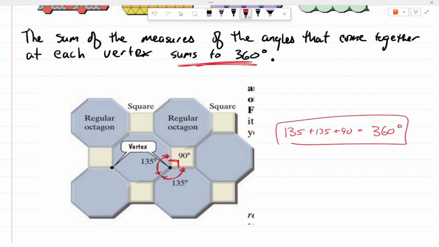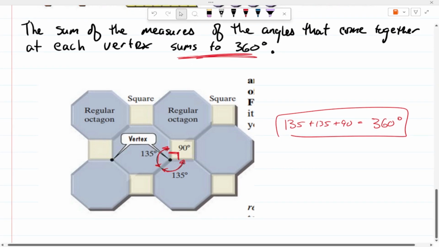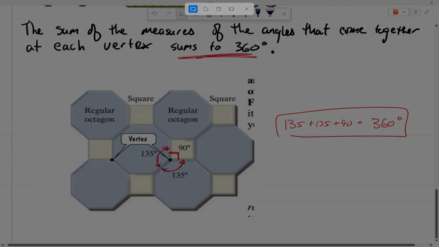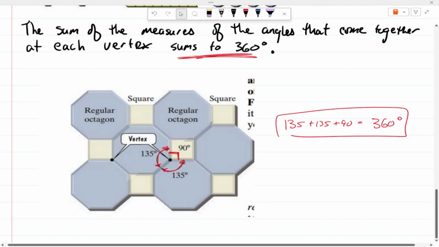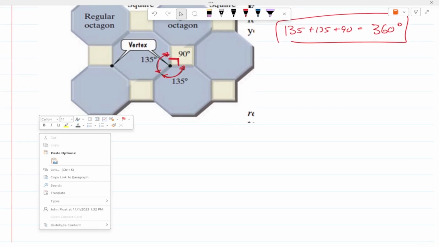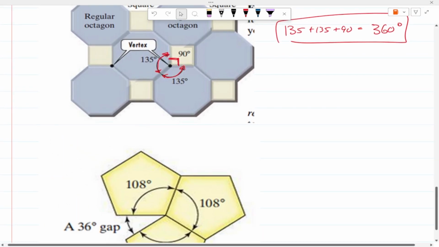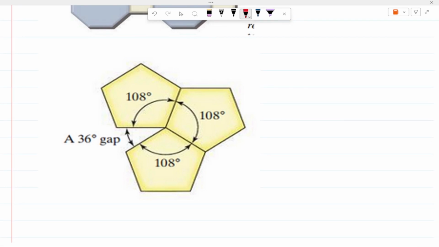So if you have, let's say, some shapes that you want to put together, the vertex at where they meet, if they do not add up to 360 degrees, you can't do this. And that's this example right here. So let's say we wanted to try to form a tessellation using pentagons. Well, notice here, I have 3 pentagons. Each angle inside is 108 degrees. Well, notice you can't fit them together because you're going to end up with a 36-degree gap.